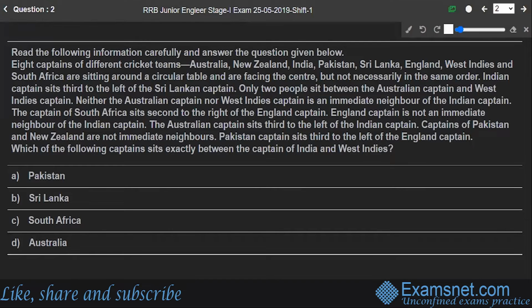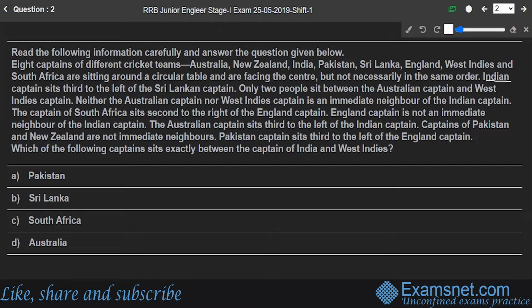Question number 2. It says, read the following information carefully and answer the question given below. 8 captains of different cricket teams, Australia, New Zealand, India, Pakistan, Sri Lanka, England, West Indies, and South Africa are sitting around a circular table facing the center, but not necessarily in the same order. There is a particular series which tells how they are sitting. Let's go with this.